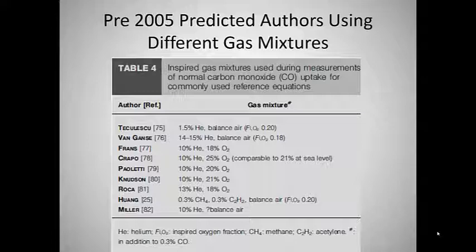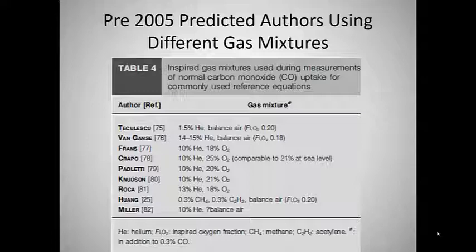The 2005 predicted authors back then showed you all the different types of diffusion concentrations that were used. What they told you to do was try to find a gas mixture that meets yours, but better yet, go out and collect yourself a bunch of normal patients and then plot them against all the different predicteds out there and find out which ones fit your population best.